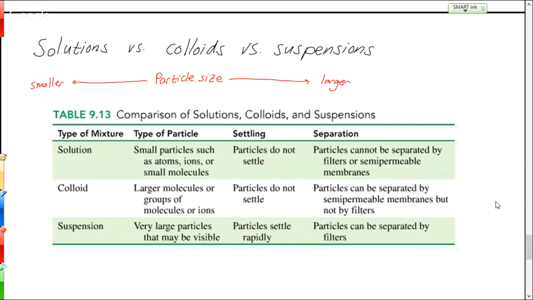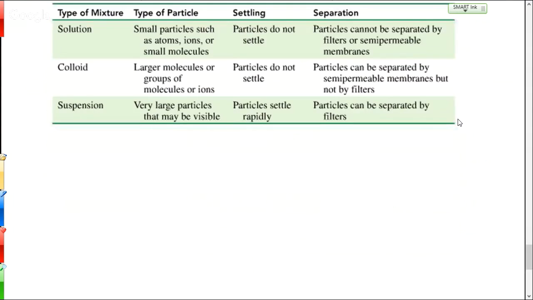Semi-permeable membranes are just a barrier that has holes small enough that small molecules can get through, but not large molecules. The ones we're going to use are called dialysis tubing, which kind of looks like plastic wrap, which is also a semi-permeable membrane. Ions and things in solution can go through it, but large proteins that form a colloid can't go through it. Okay, so that's how those things work.